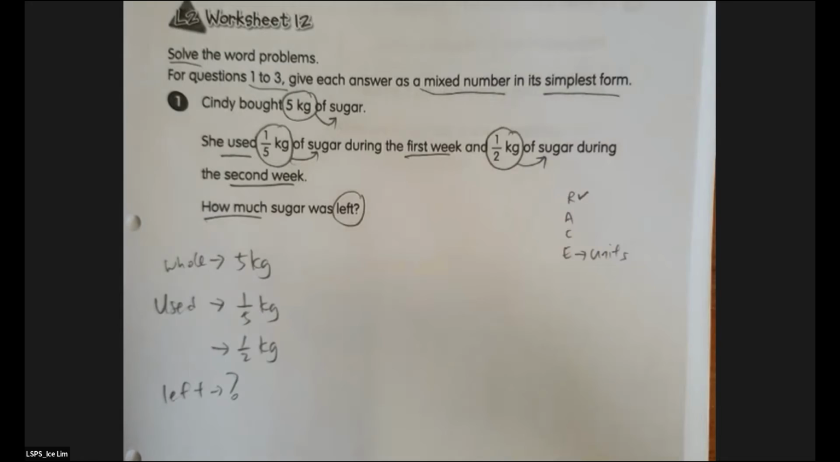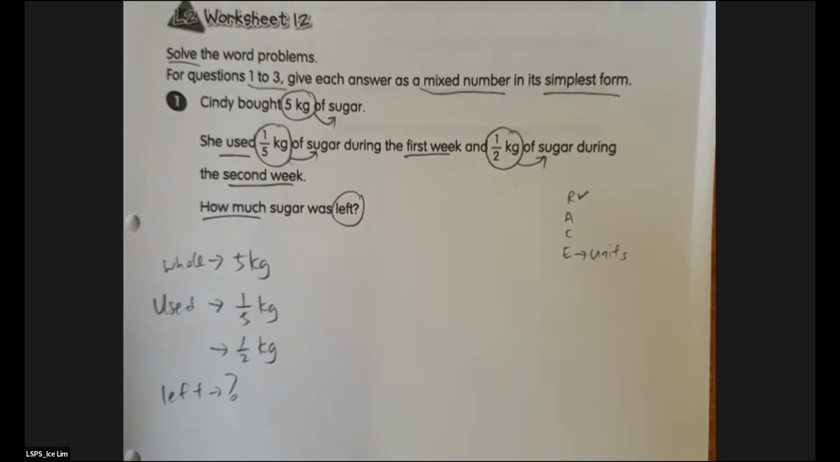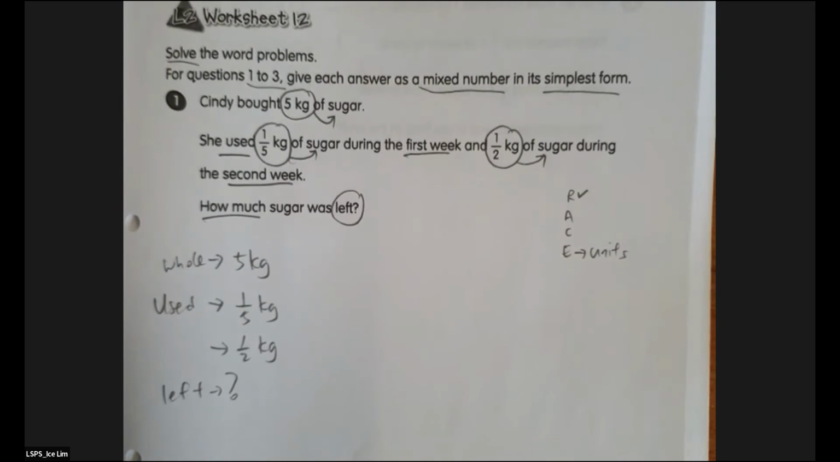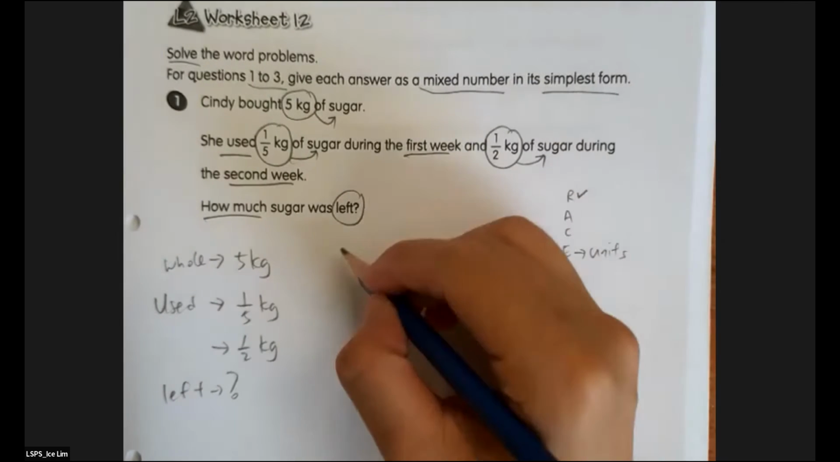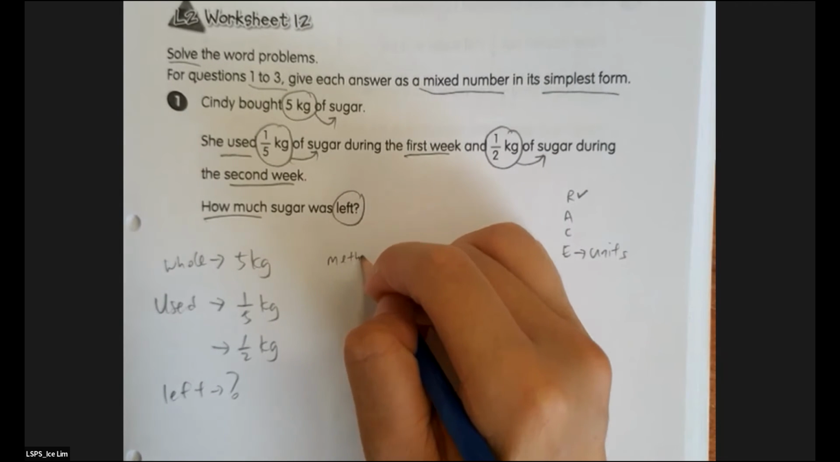Okay, so it sounds like a part-whole relationship, but now the parts are not equal. So if I'm going to do a subtraction, that will be the challenging one. There are 2 ways to do it. The first way is I find all that's used. Then I subtract to find the remaining, or I subtract one by one. For example, let's say method 1.